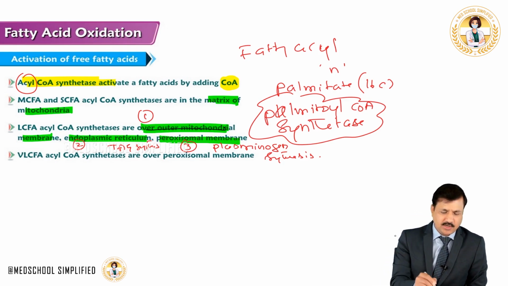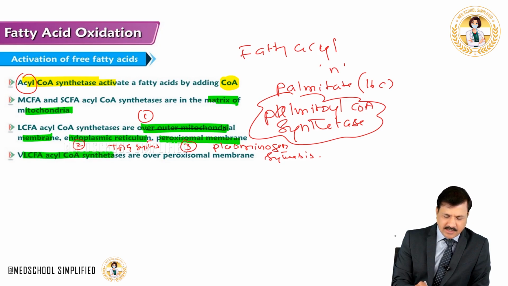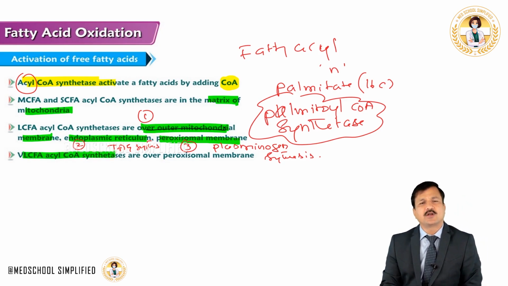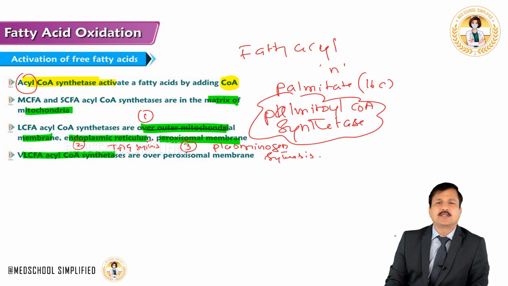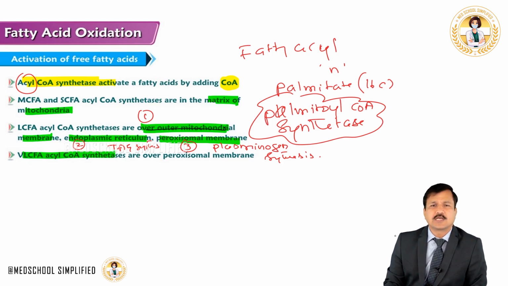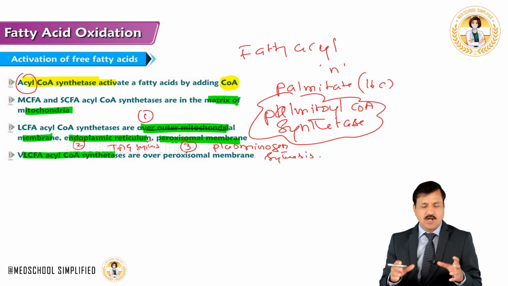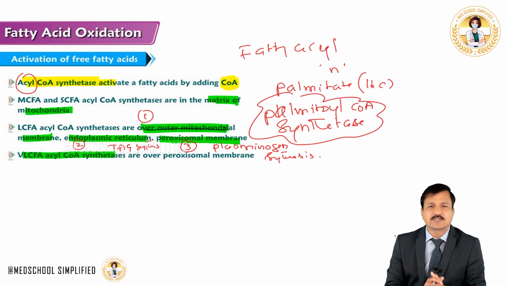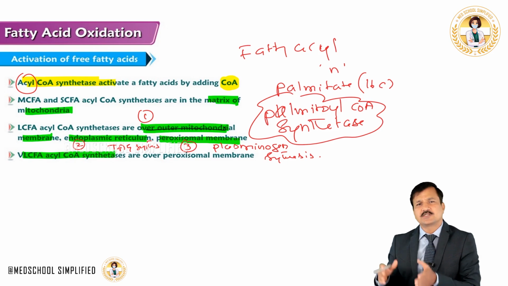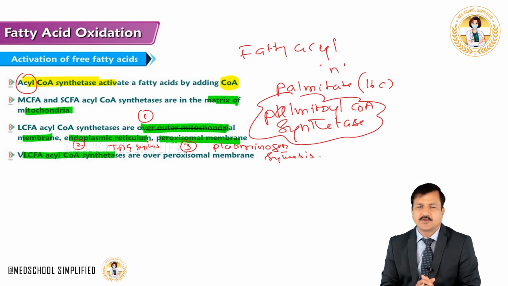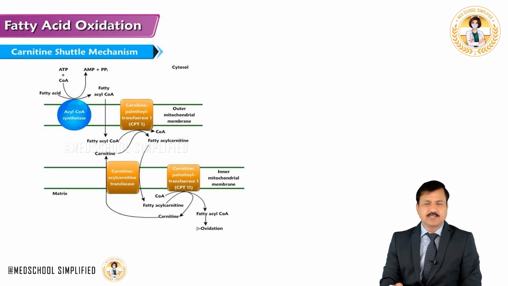Now, let's go on to see a very long chain fatty acyl-CoA synthetase, which is present over the peroxisomal membrane, and that is for oxidation of very long chain fatty acids. So this is how a different type of acyl-CoA synthetase is present for each type of carbon length fatty acid. So we have short chain fatty acyl-CoA synthetases, medium chain fatty acyl-CoA synthetases, long chain fatty acyl-CoA synthetases, and very long chain fatty acyl-CoA synthetases. Now let's move on to see the carnitine shuttle mechanism.